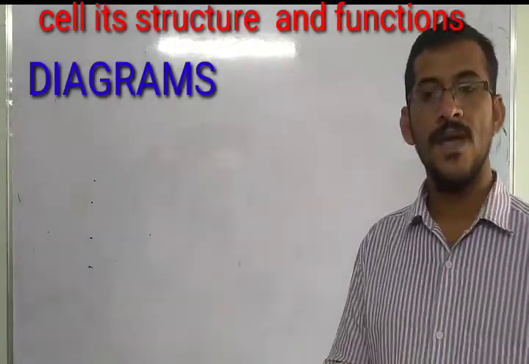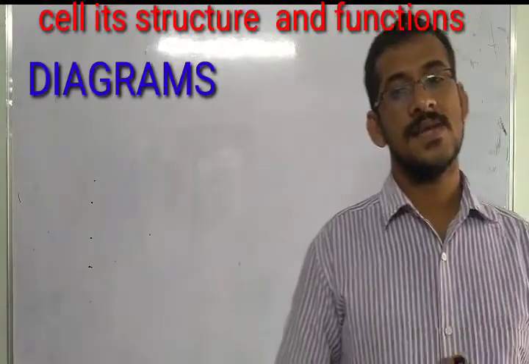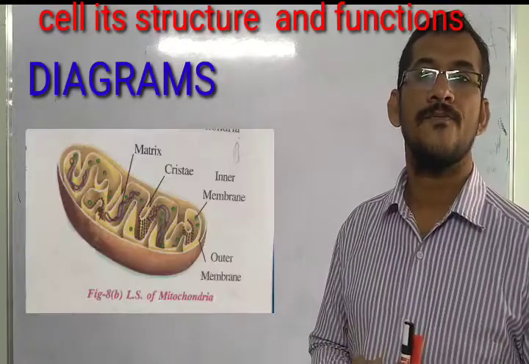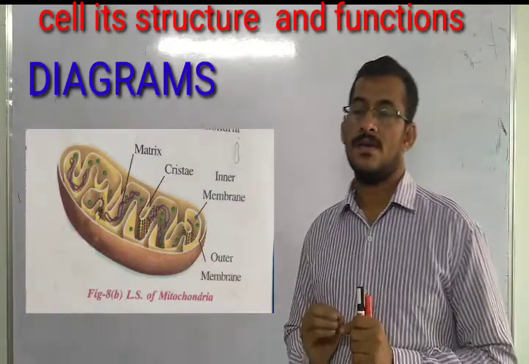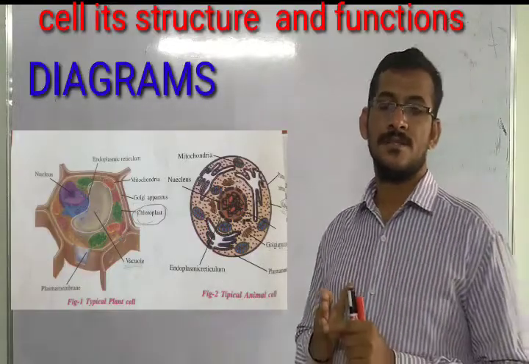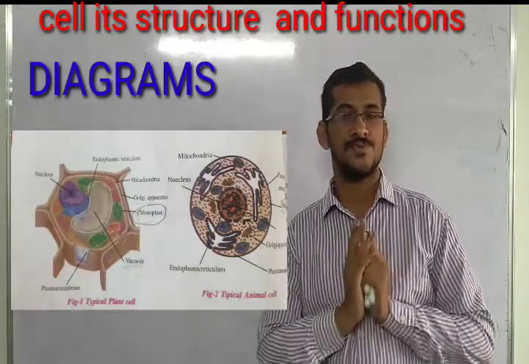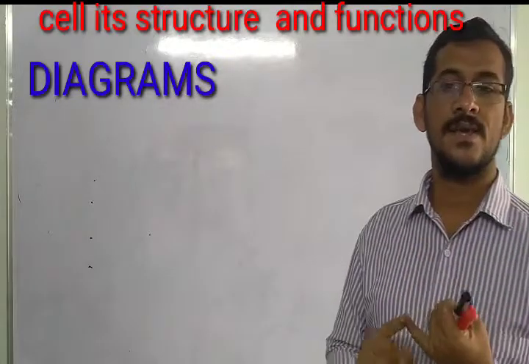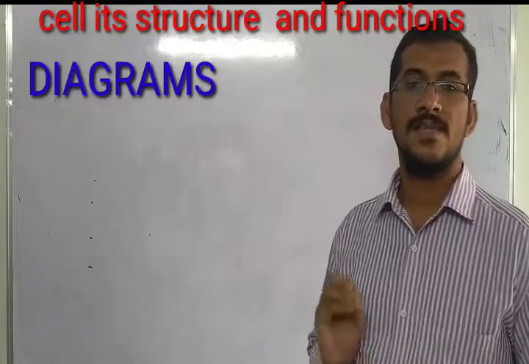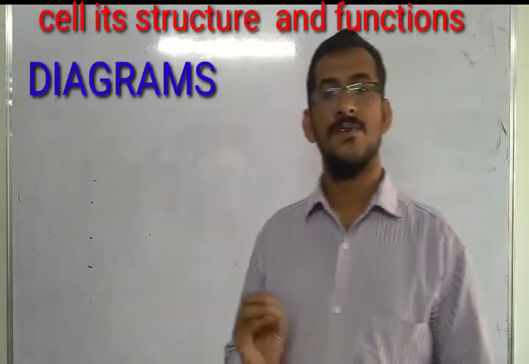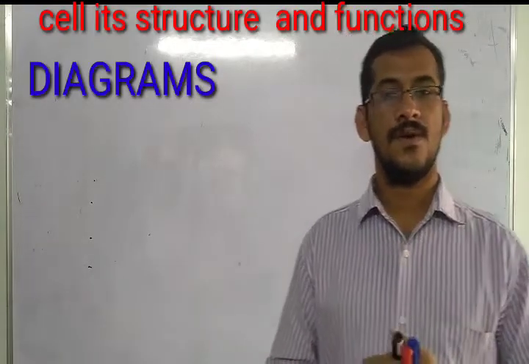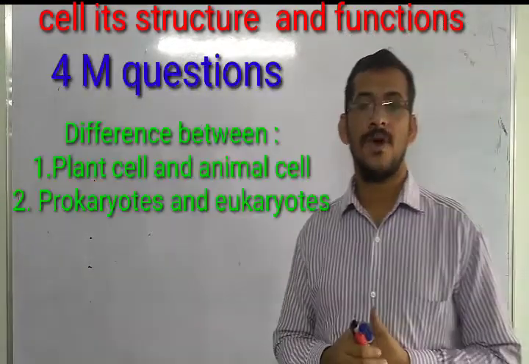So the nucleus diagram, endoplasmic reticulum diagram, diagram of mitochondria, and the diagrams of plant cell and animal cell. These are the 5 diagrams you need to focus on. You will get these diagrams either for 2 marks, 1 mark, or half a mark in the objective. Okay, next, 4 mark questions.